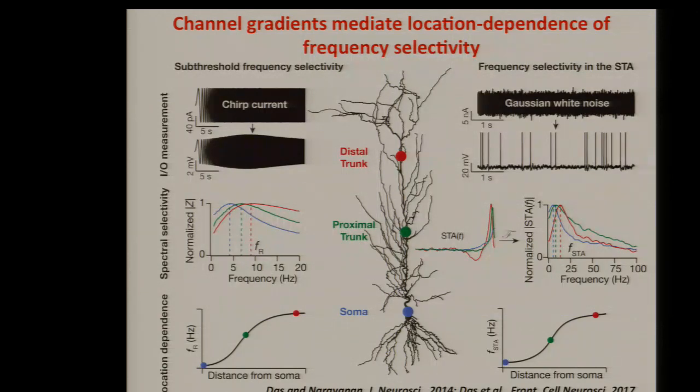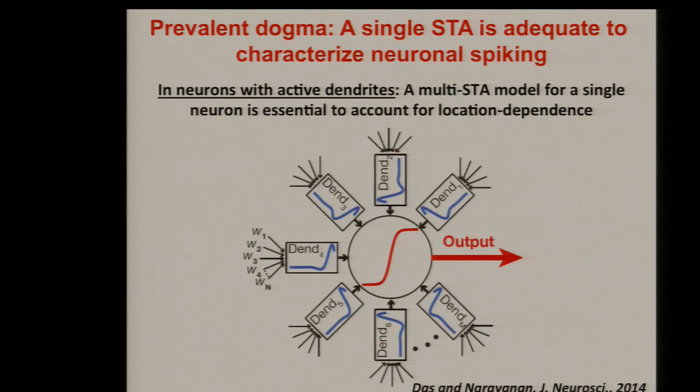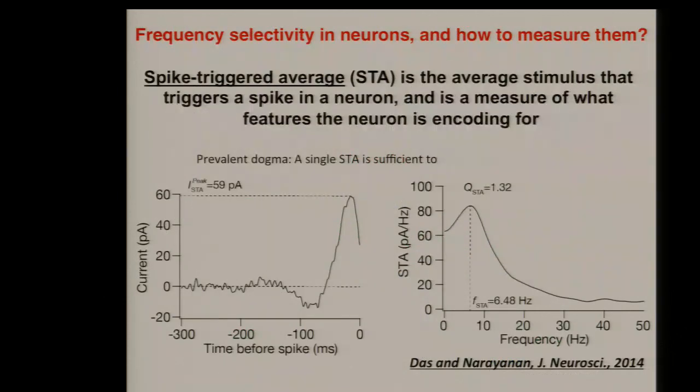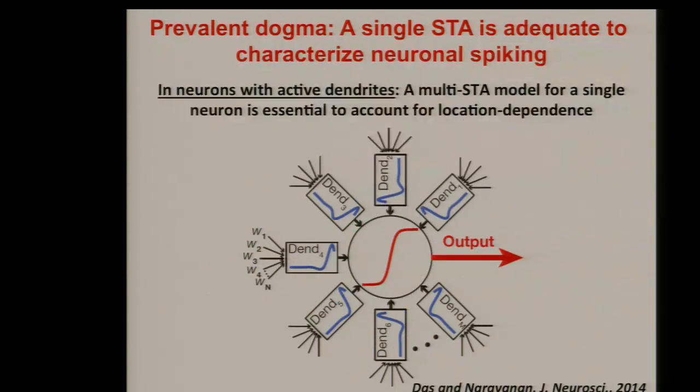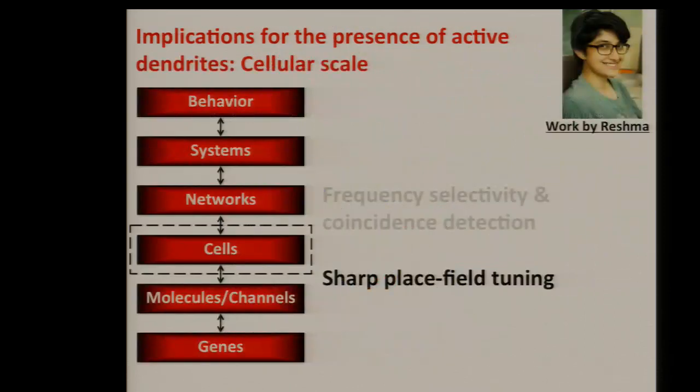So this tells you that the frequency preference, or the specific frequencies that a neuron is responsive to maximally, is dependent upon where exactly the inputs come in, and it is critically dependent upon the kind of ion channels that are expressed over here. So the prevalent dogma, which should have come in the previous slide also, is that a single STA is adequate to characterize neuronal spiking, because typically you would just have one particular STA and that would define the entire neuron. But because of this analysis, which shows that the STA is dependent upon location because of the presence of active dendrites, you will have to have a location dependent STA kernel filter instead of having a single filter for everything that comes on to a single nonlinearity over here. Right? So this is one of the implications for the presence of that.